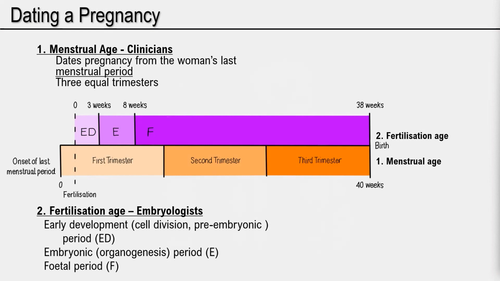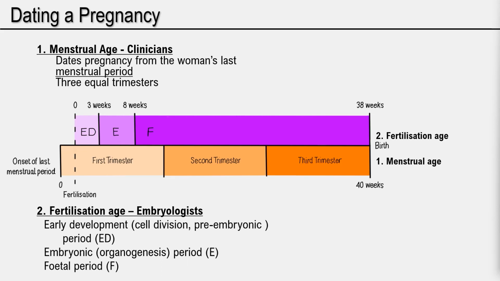When it comes to dating a pregnancy, there are a couple of ways in which we can do this. As general practicing clinicians, the way you will often date a pregnancy will be to ask the expectant patient when the first day of their last period was. This is the first day of their menses or period. This is a useful way of identifying the rough gestational age of the fetus, which is necessary for most day-to-day monitoring of the pregnancy. This method is referred to as calculating the menstrual age of pregnancy.